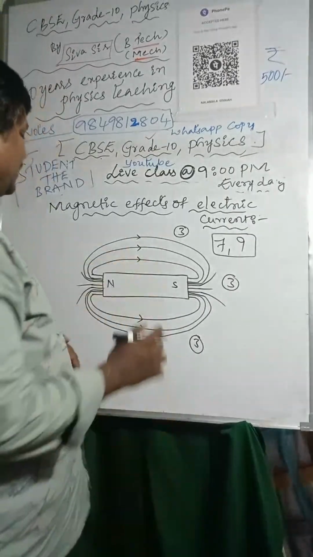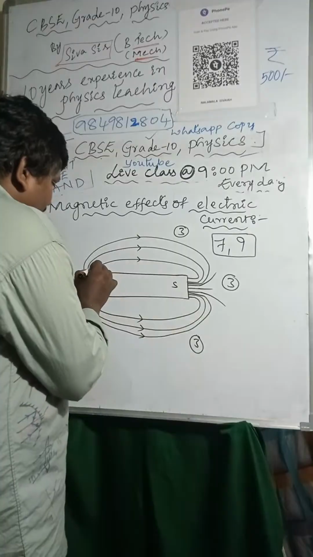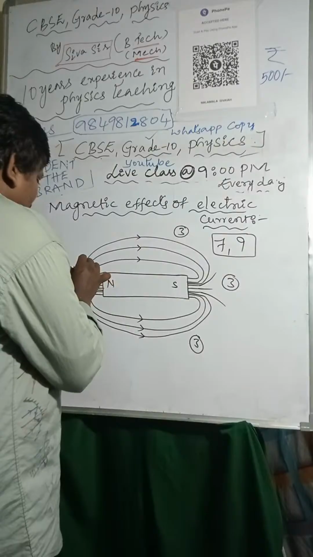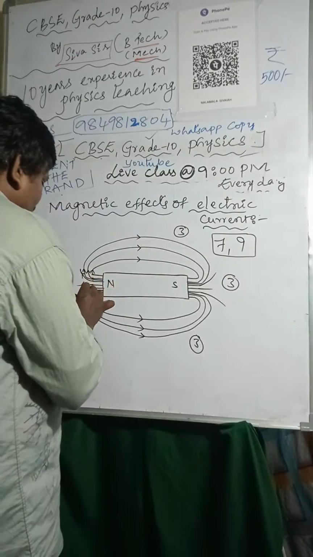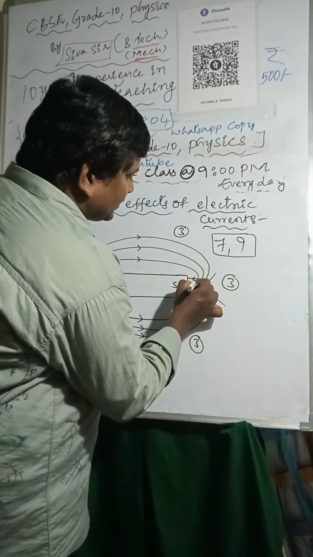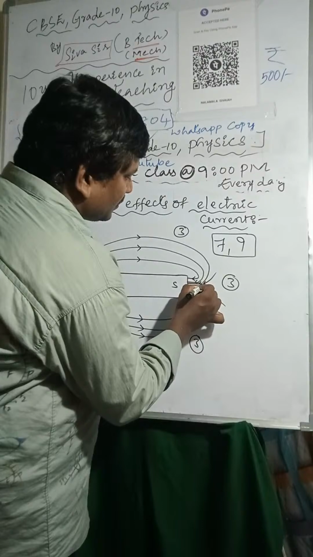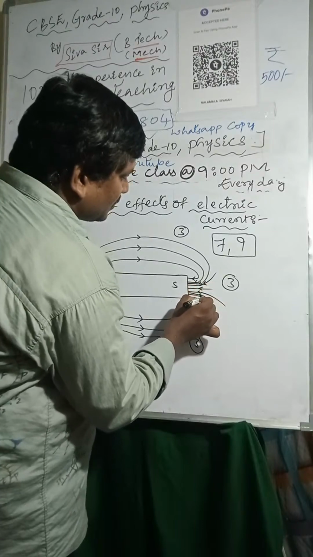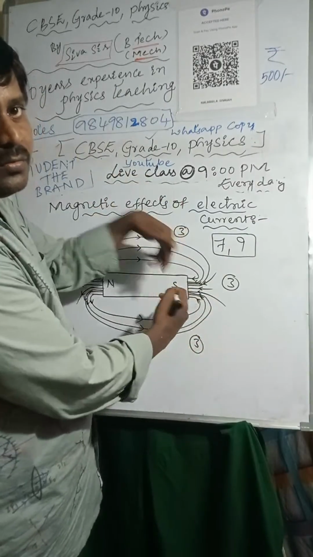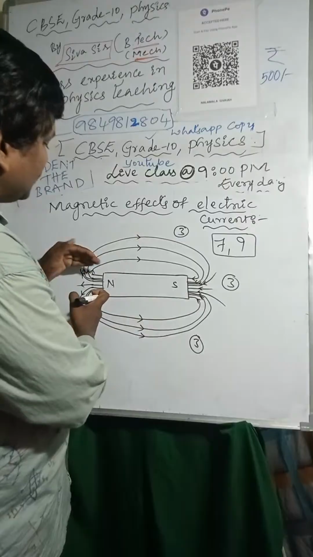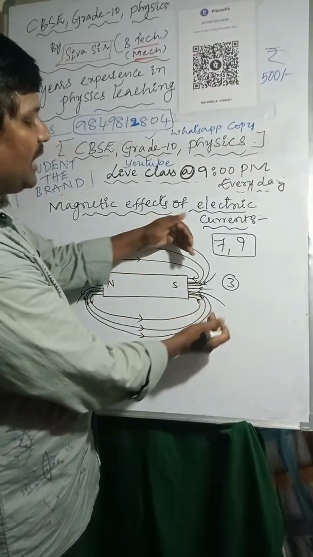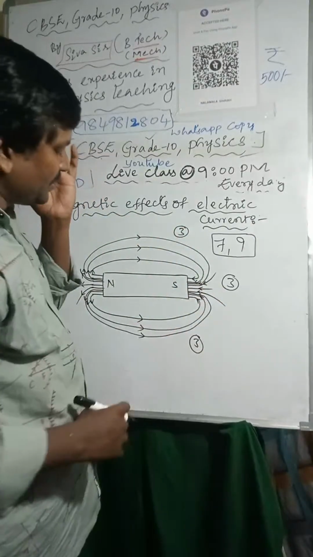Next, at this point also you have to mention the directions, and here also. Here inside, the magnetic field should reach towards north. Here the magnetic field should move away from it. Here the magnetic field should reach to this point.